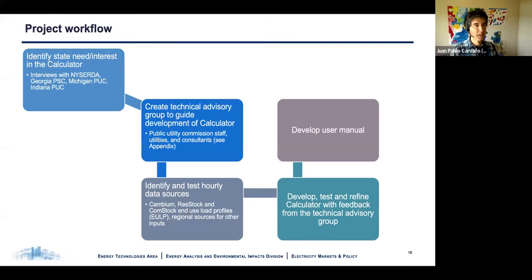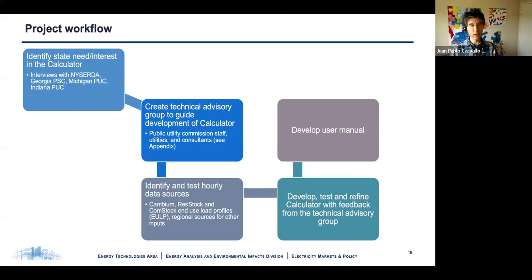Next slide. So very quickly, how this project was developed, just so you know, we started, as Natalie was mentioning at the beginning in the intro, with identifying the state needs and interests in the calculator and talking with a number of stakeholders through interviews. Then we created a technical advisory group that guided the development of the calculator and with whom we met regularly to test assumptions going into the calculator, the design, the trade-offs that we had to make, and then eventually to test the calculator itself.